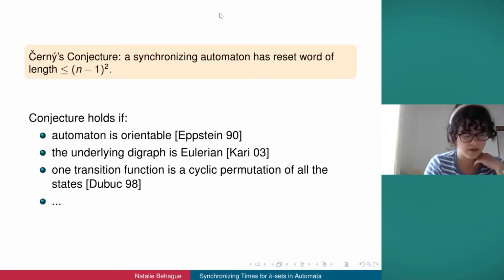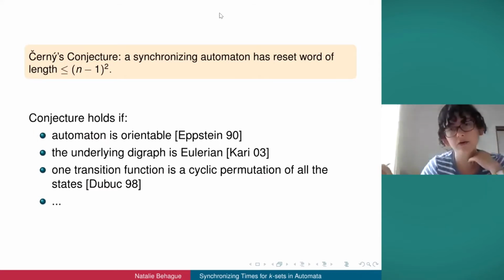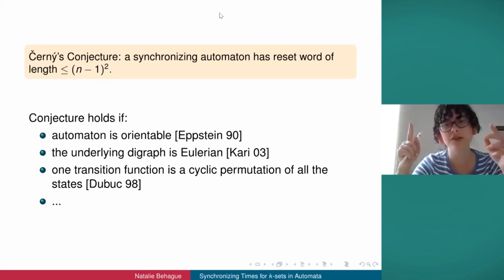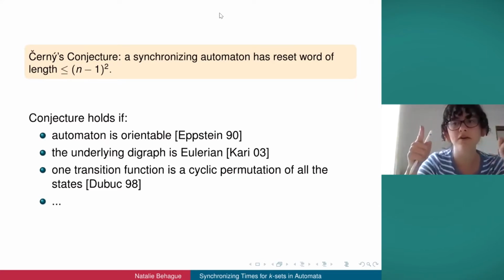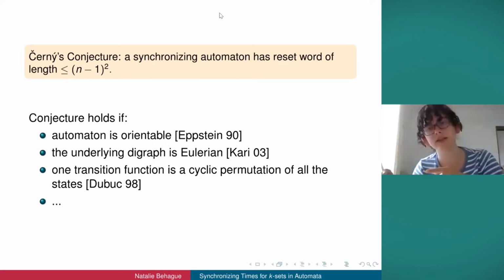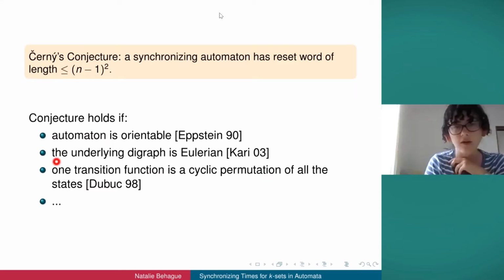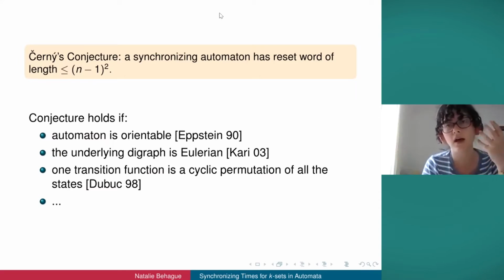So the first one is if the automaton is orientable. That means there's a cyclic ordering of the states, where every transition function takes an interval within that cyclic ordering to another interval within that cyclic ordering. Another is this: the drawings of these automata naturally look like digraphs, and if the underlying digraph is Eulerian, then the conjecture holds.